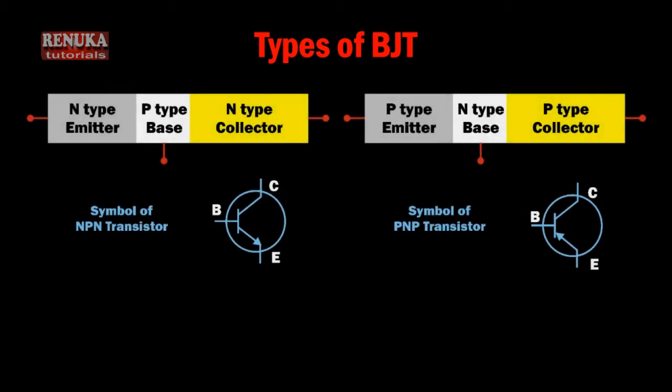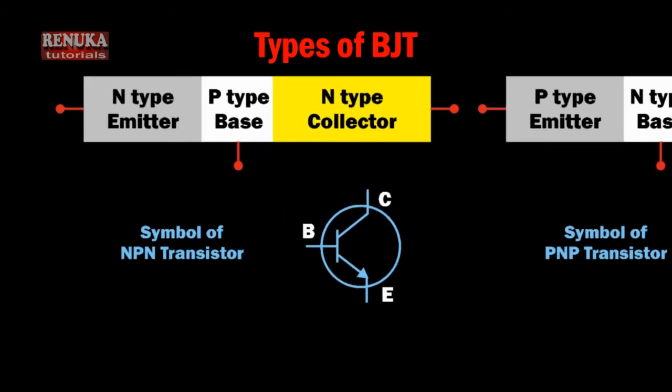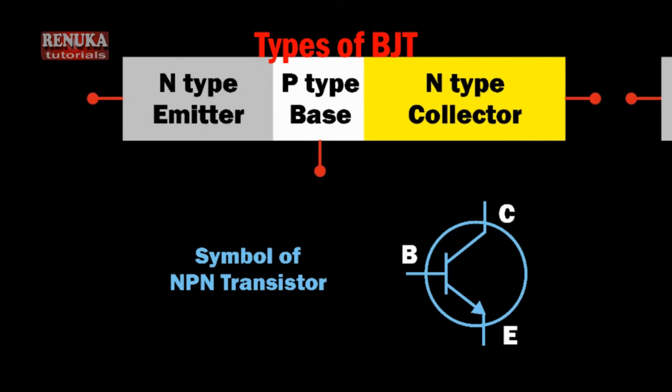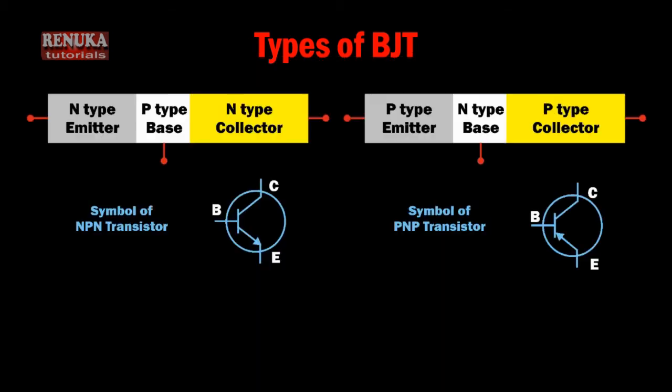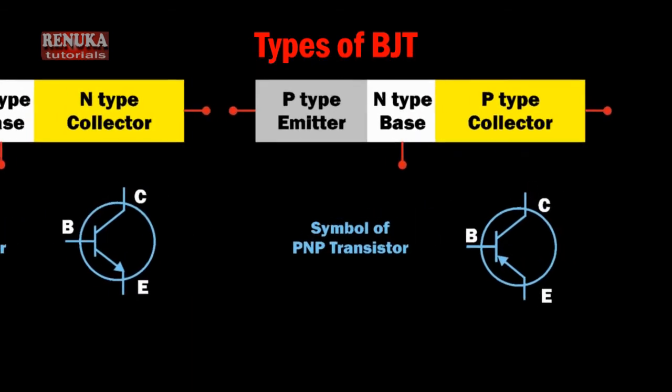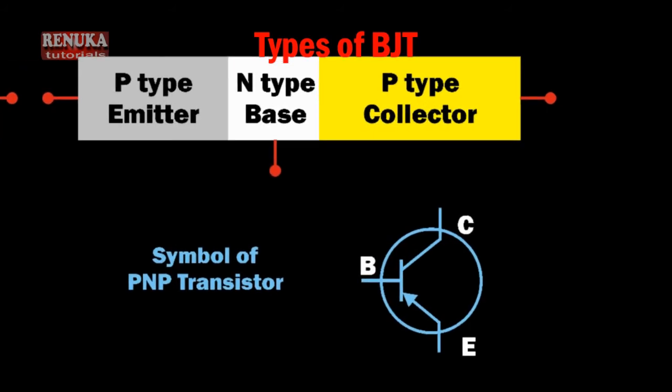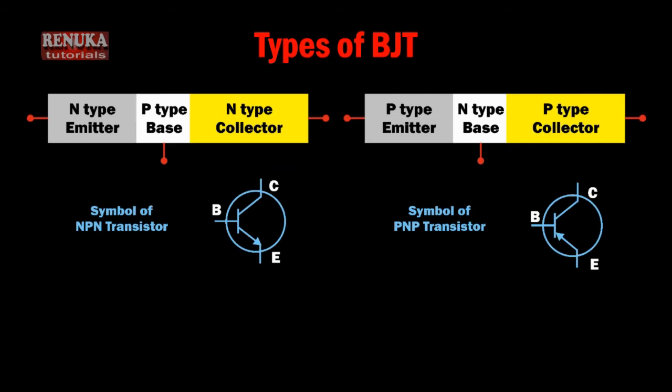The symbols are like this. You can see the NPN transistor, with N type emitter. The emitter's arrow is directed from base to emitter, so the base will be P type and the emitter will be N type. In a similar way, the PNP transistor can also be symbolized, and you can see that the arrowhead is pointing from emitter to base. That is why the emitter will be P type and the base will be N type. So this is how you can remember the symbols of PNP and NPN transistors.